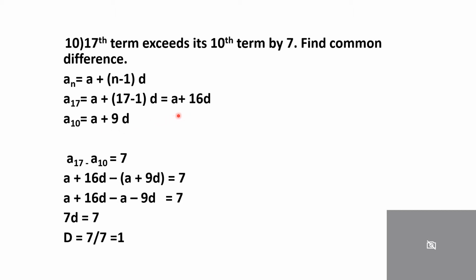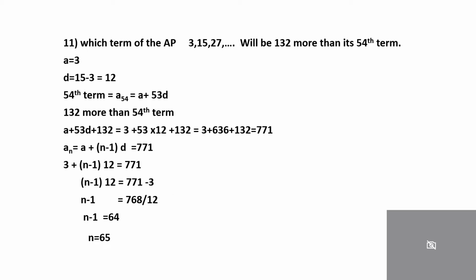So the difference of these will be 7. So a plus 16d minus a plus 9d equals 7. That is what I have given here: a17 minus a10 equals 7. So a plus 16d, and you have to multiply the minus within the bracket, minus a minus 9d. So a will get cancelled. 16d minus 9d is 7d equals 7, d equals 1. So going to the next problem.